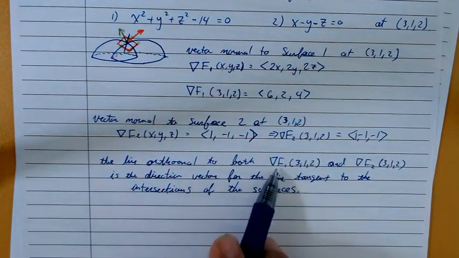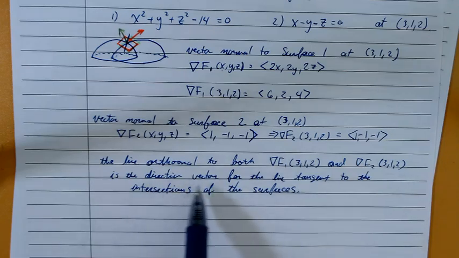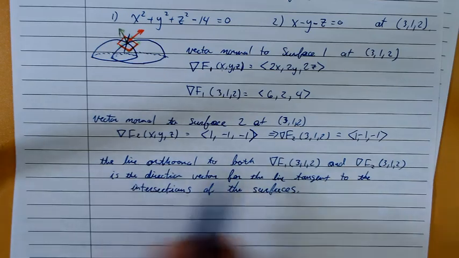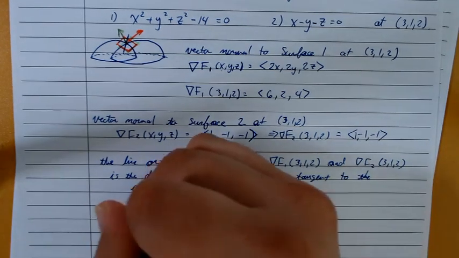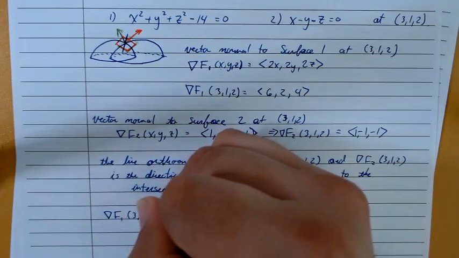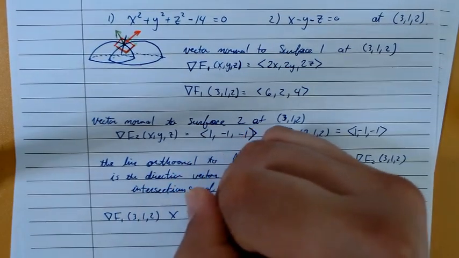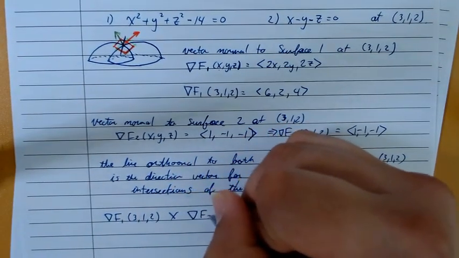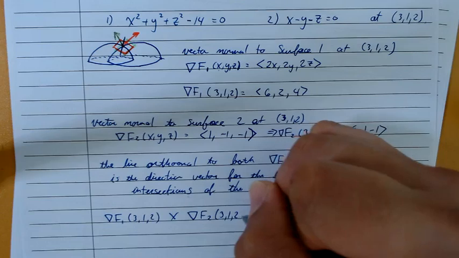The line orthogonal to both of those gradients is the direction vector for the line tangent to the intersection of the surfaces that we're considering. All right, so let's find the cross product of those: the gradient of F1 at (3, 1, 2) crossed with the gradient of F2 at (3, 1, 2).